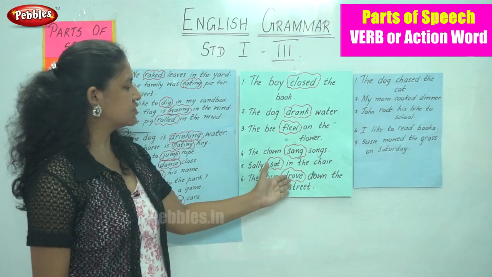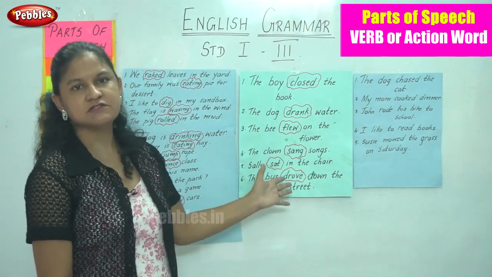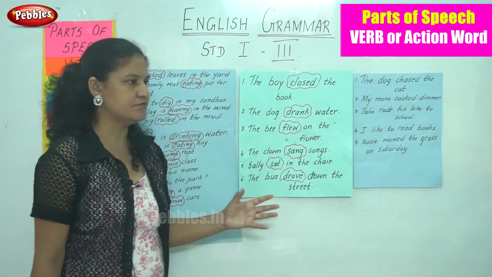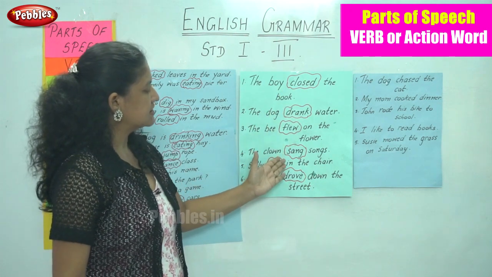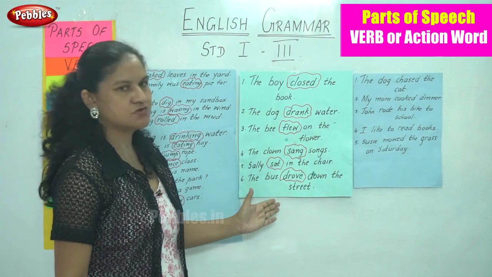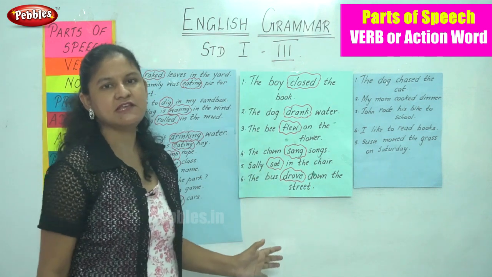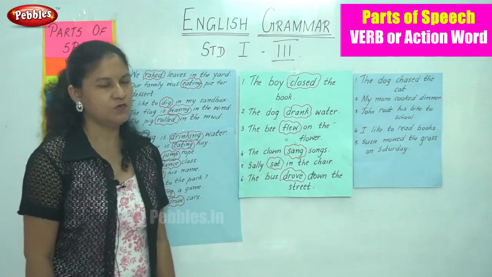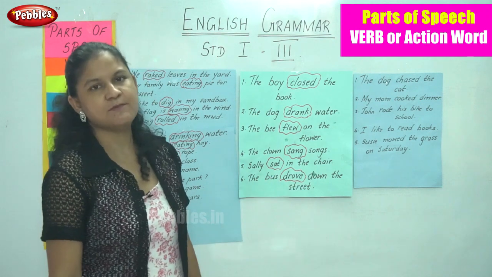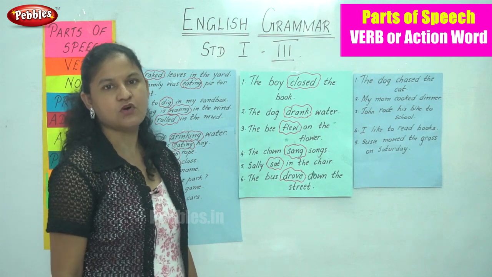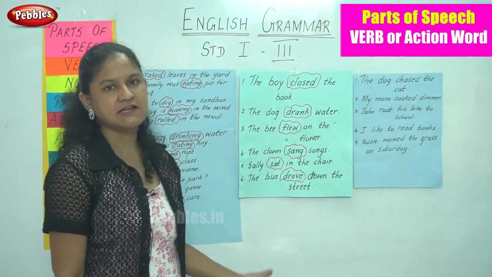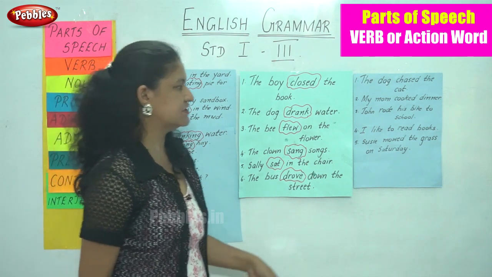The bus drove down the street. So drove is the action of the bus. So closed, drank, flew, sang, sat, drove are all the verbs or the action words or the doing words. So we move on to some more sentences for you to become quite familiar or gain a good talent to find out what are the verbs.